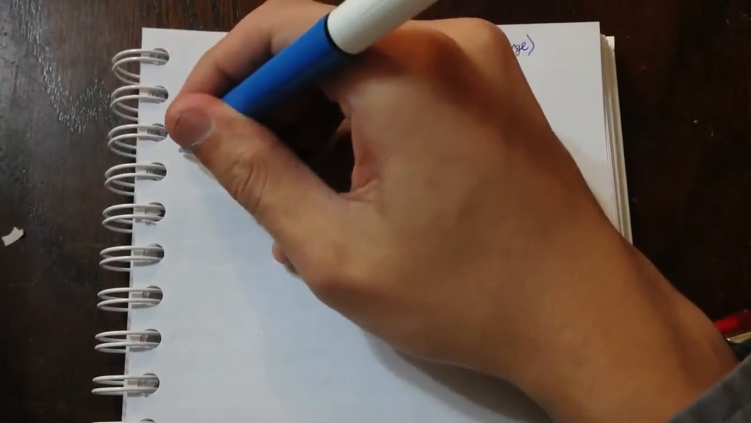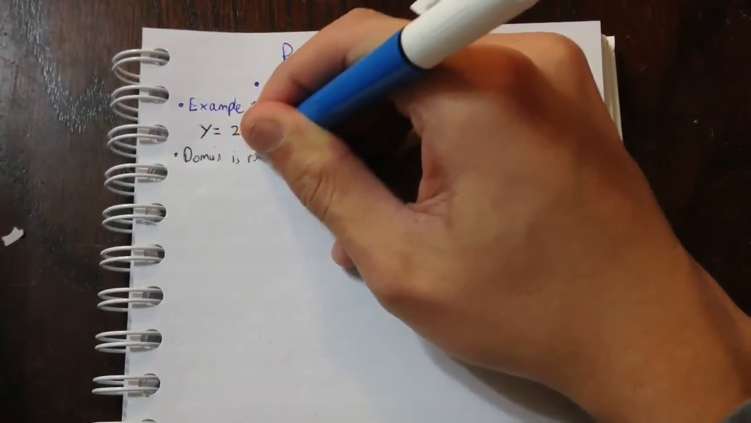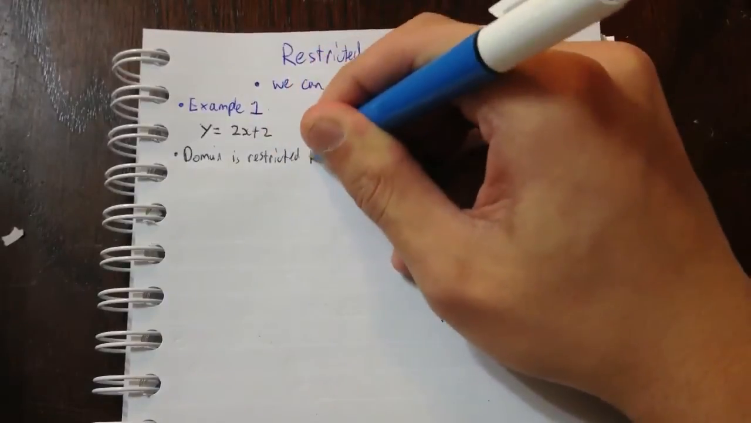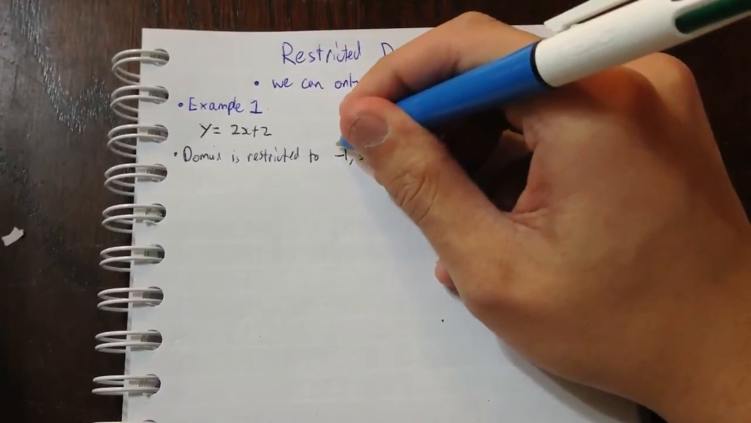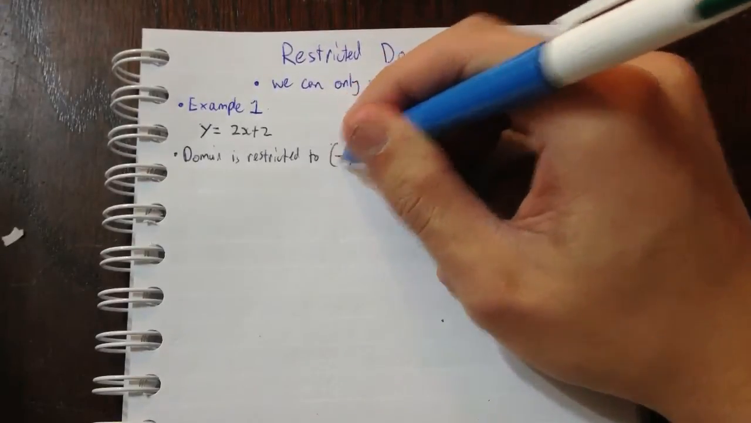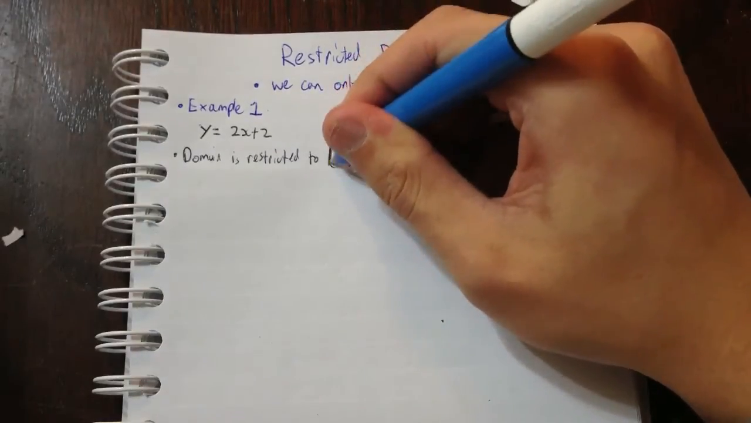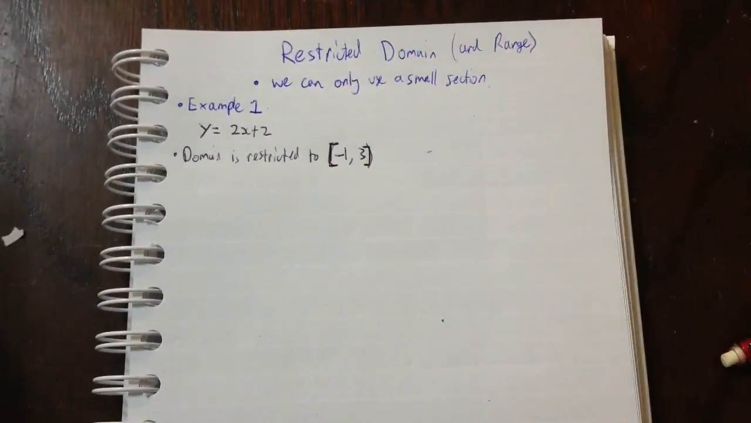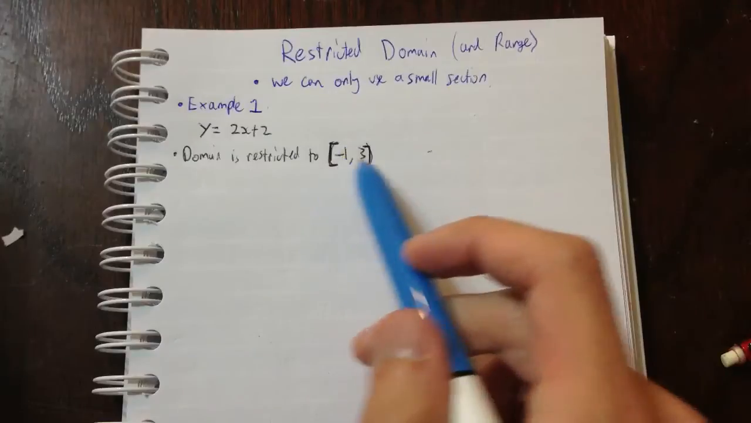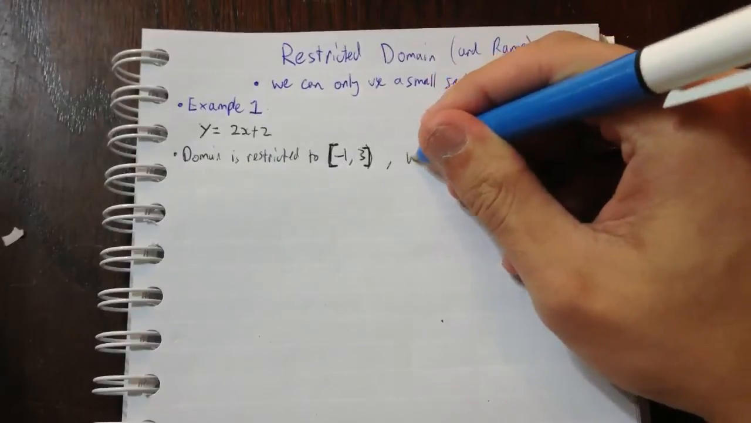But what if they said the domain is restricted to, let's call it -1 to 3. I'm going to put square brackets in, sorry. Okay, -1 to 3. What does that actually mean? It means on our graph, our only x values we can get are -1 to 3. And now they're going to ask us, what is the range?